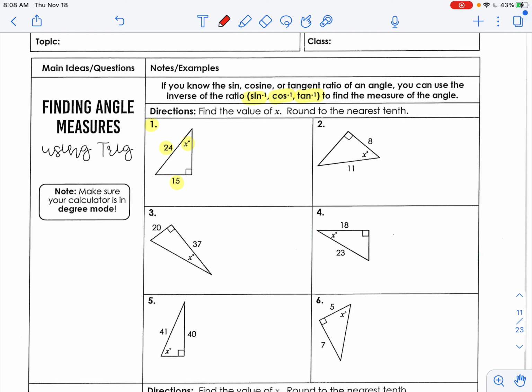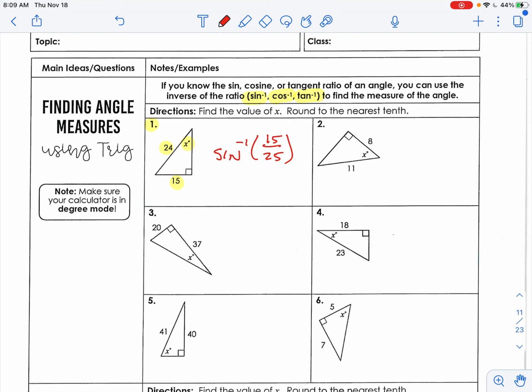Now, when I want to find an angle, I kind of write it different. Instead of writing sine, I'm going to write sine inverse, and then the ratio goes in here. So it's not going to be a proportion. It's going to be a single calculation on your calculator. So what is that again? Remember that ratio, the order matters. So it's opposite over hypotenuse.